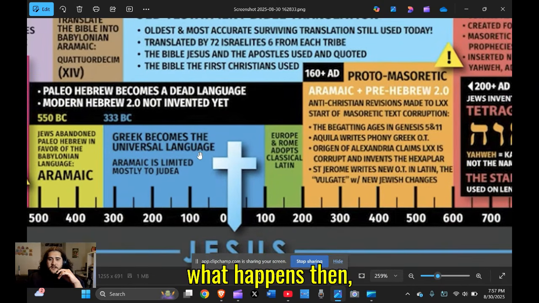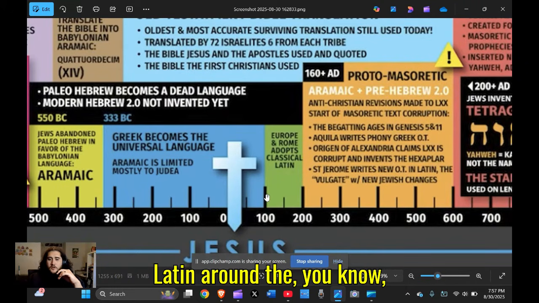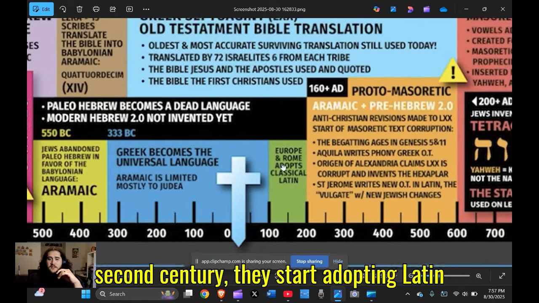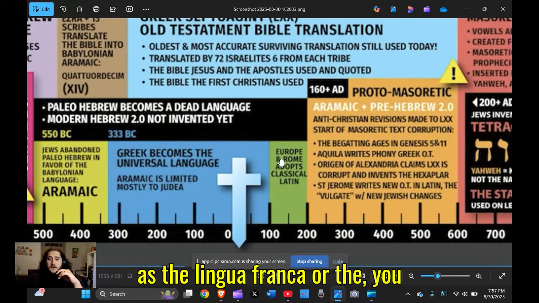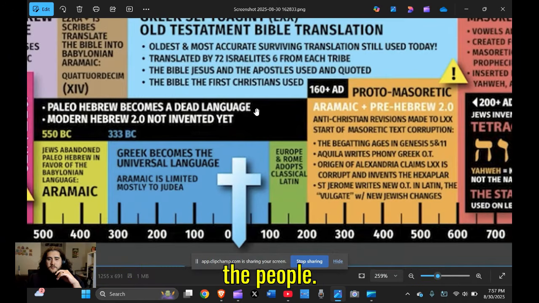So what happens then? Europe and Rome adopts the classical Latin around the 100s, second century. They start adopting Latin as the lingua franca, the language of the people.